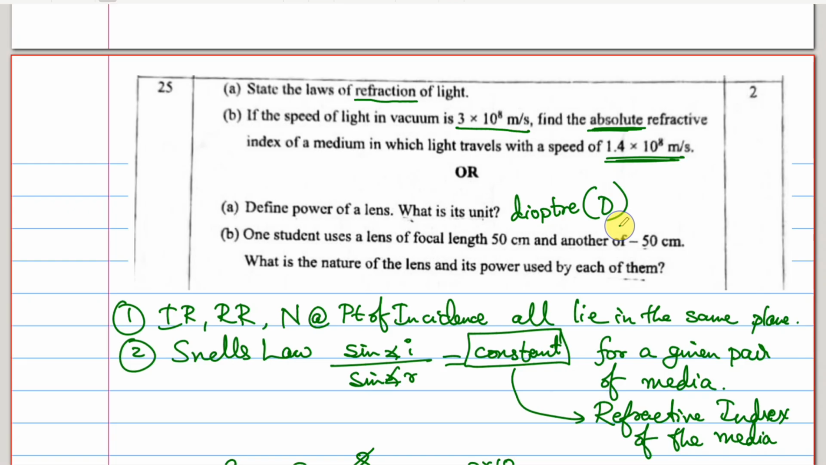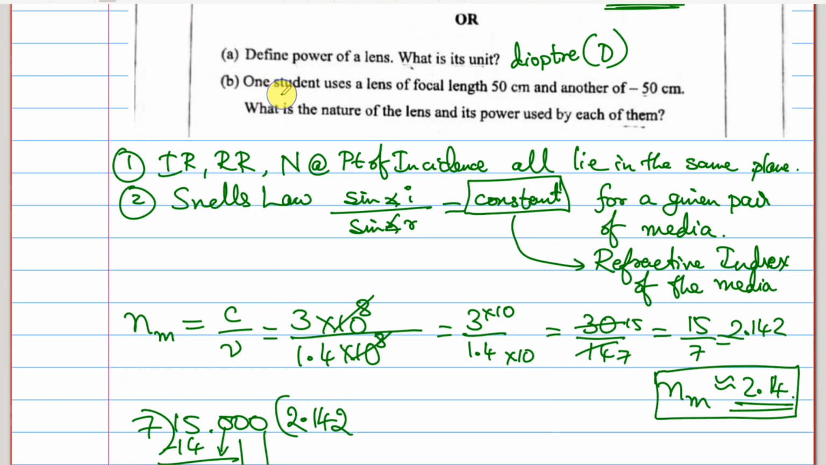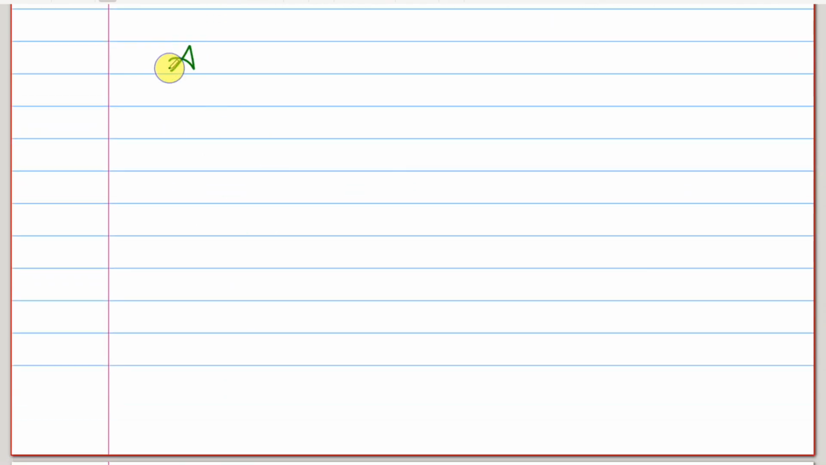Next is a numerical based question. Subpart B. One student uses a lens of focal length 50 centimeter and another of focal length minus 50 centimeter. What is the nature of the lens? For nature of the lens, we'll have to write its name, the type of the lens, and its nature, whether it is converging or diverging. So we'll have to write both. So there are 2 students. Student A uses focal length of plus 50 centimeter. Student B uses focal length of minus 50 centimeter.